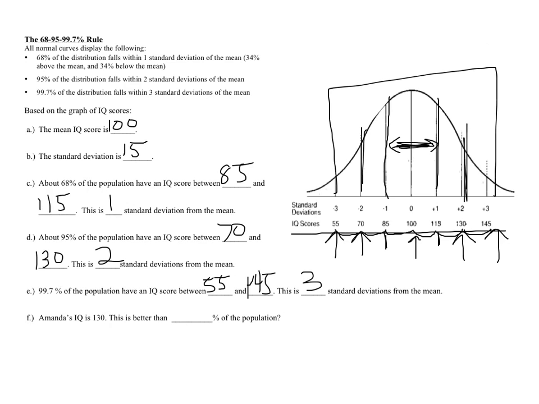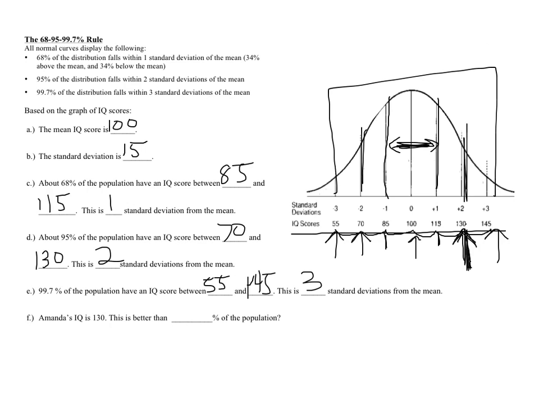All right, so now Amanda's IQ score is 130. This is better than what percent of the population? So this one's a little bit tricky. So she's right here, okay? She is at 2 standard deviations above the mean. So now we need to think about this entire curve. This entire curve is 100% of the data, all right?